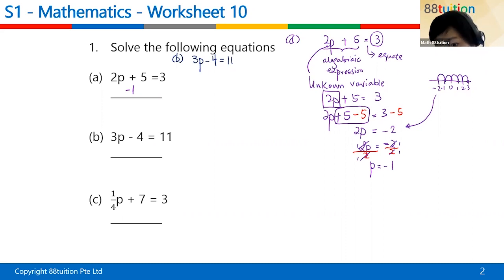Then can I ask Hao Lun to help? Try, Hao Lun. If cannot, then I'll help you. Don't worry. Do you know where to start? We try. Thank you. So what is the very first thing we need to do here? Right, 3p equal to 11 plus 4. Very good. Do you know how I get the 11 plus 4? Why 11? Sorry, it's plus 4, right? Yeah, plus 4. Sorry.